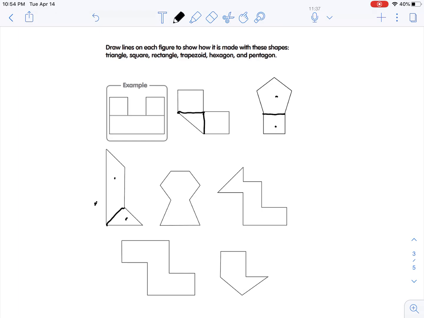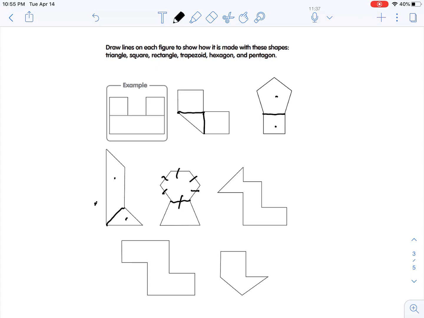And then, if we come over here, I'm going to do a line right down the middle on that one. Now I have a hexagon. Remember, a hexagon has 6 sides. And then I also have another trapezoid with those 4 sides.